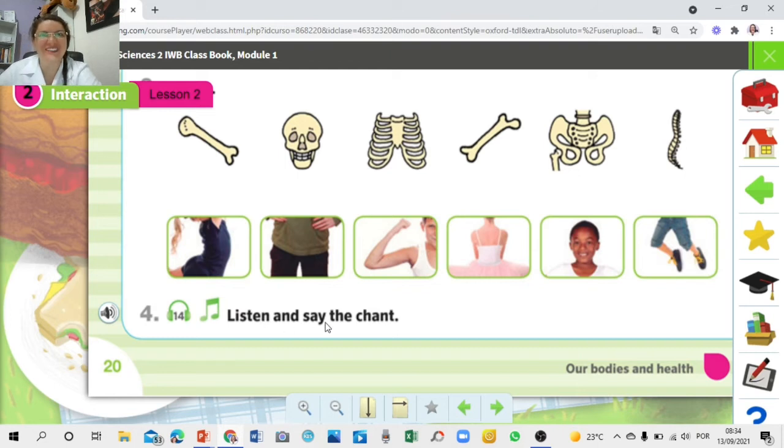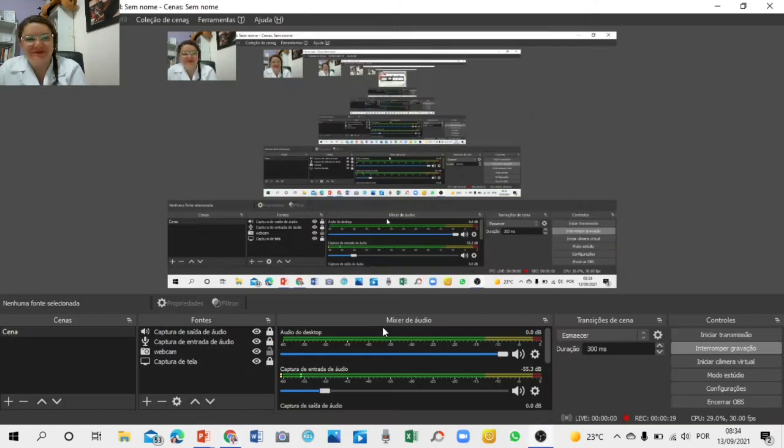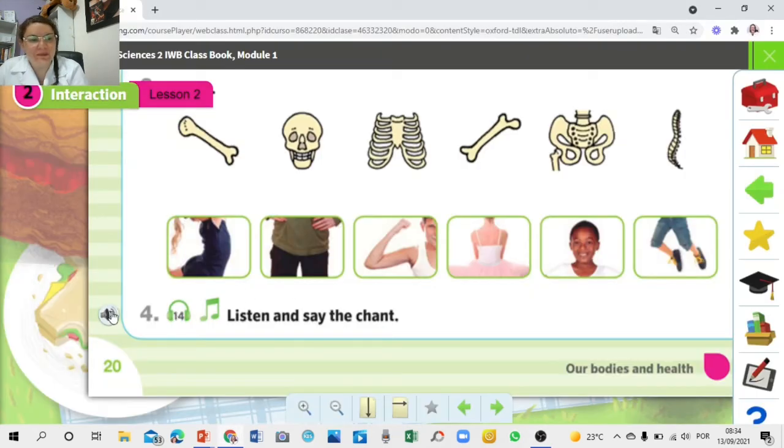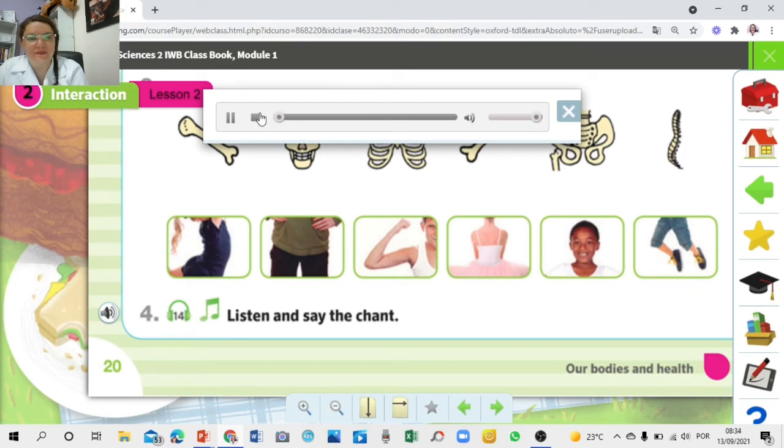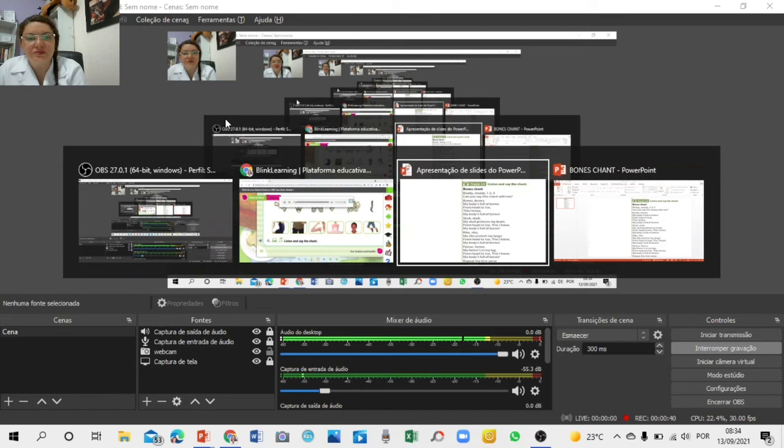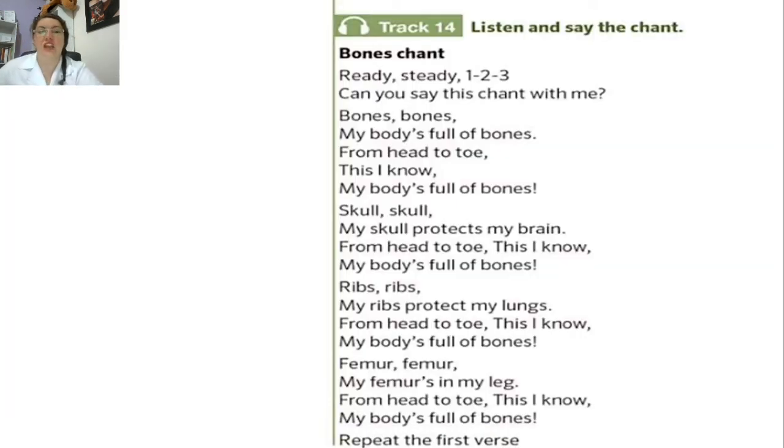We have a song. Yes, nós temos uma música. Listen and say the chant. Okay, let's go. Listen and say. Moment. Listen and say the chant. Ready, steady, 1, 2, 3. Can you say this chant with me?